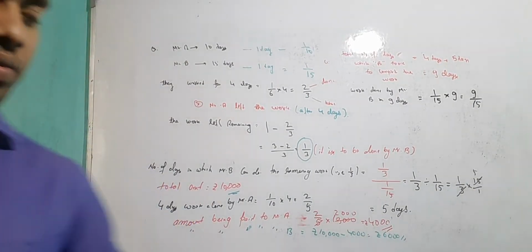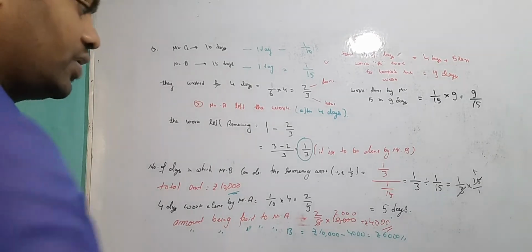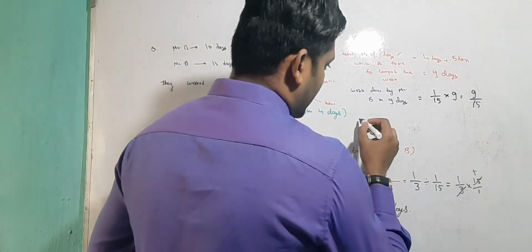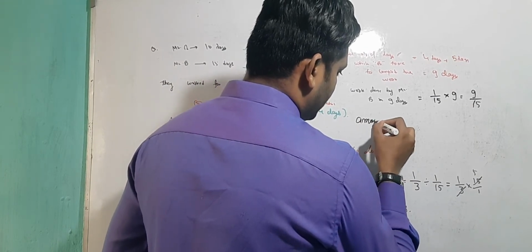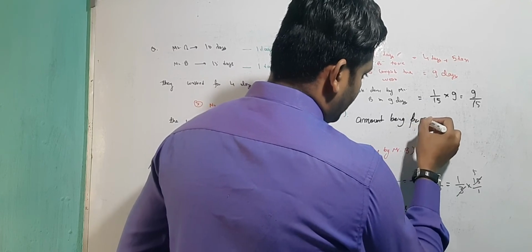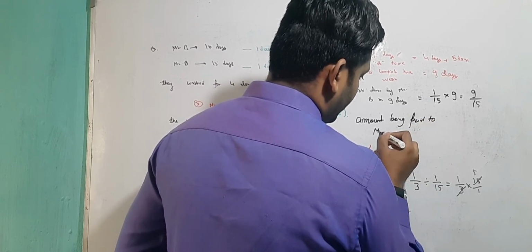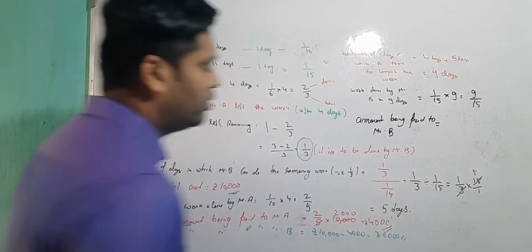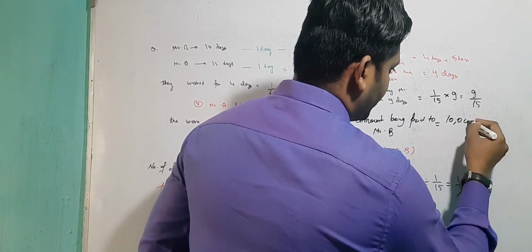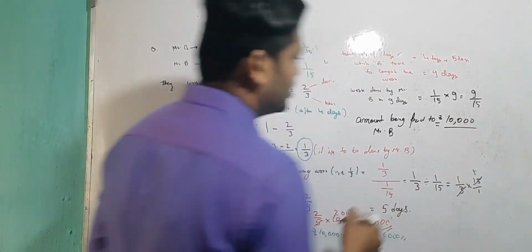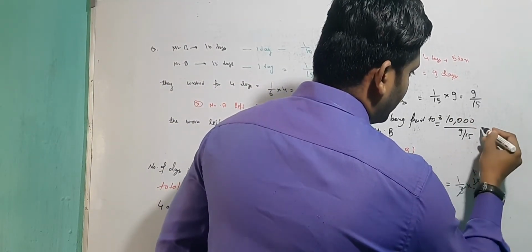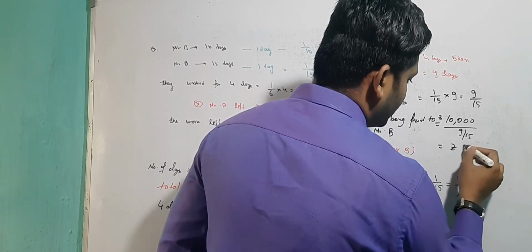Now it has been said that he will be paid 10,000. We will not see this one. So the amount being paid to Mr. B: total is 10,000, into how many days he has worked? 9 days. The work is how much? 9/15. So when you solve, you will get rupees 6,000.